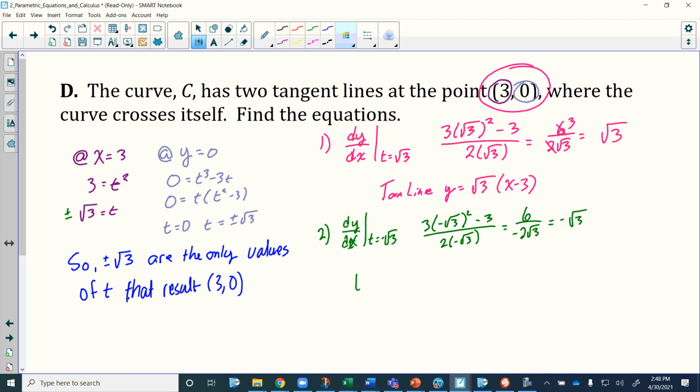So my tangent line here will be y is equal to negative square root of 3 times x minus 3.